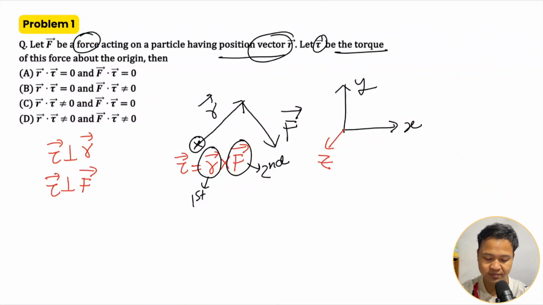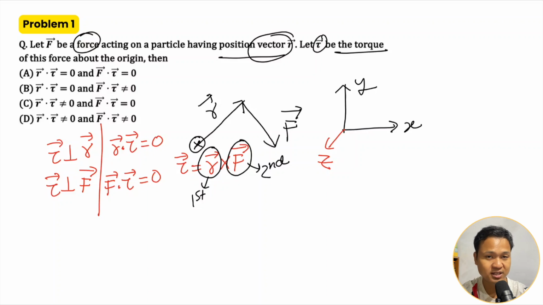So see here, the direct answer says the torque is perpendicular to R, so the dot product is 0. The dot product has a cos, and cos 90 is 0. So here you'll have R dot torque will be 0 and F dot torque will also be 0. As usual, perpendicular. So your answer is option A.